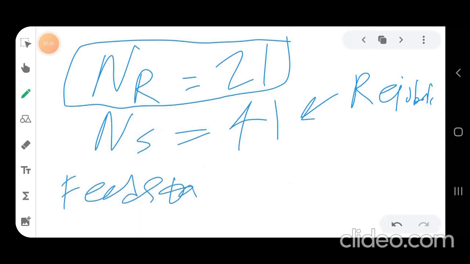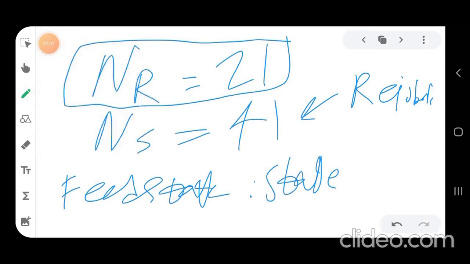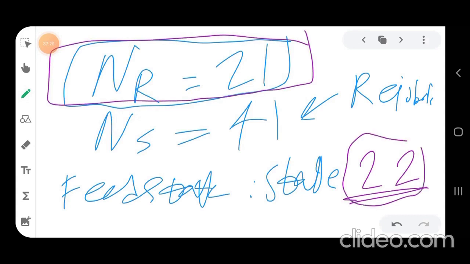So I can say that the feed stage is stage number 22. This is my feed stage. After I finish 21 rectification stages, the next stage will be my feed stage, and then I start counting 41 stages for the stripping section, including the reboiler. So that's it. This is the problem that we have.